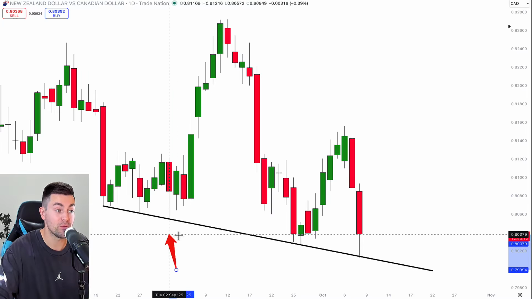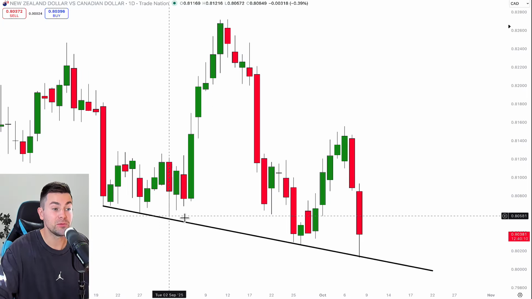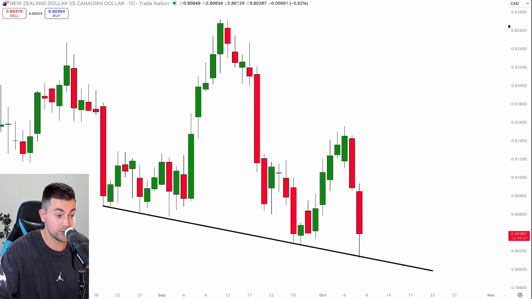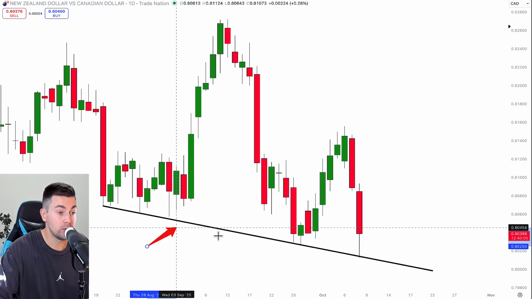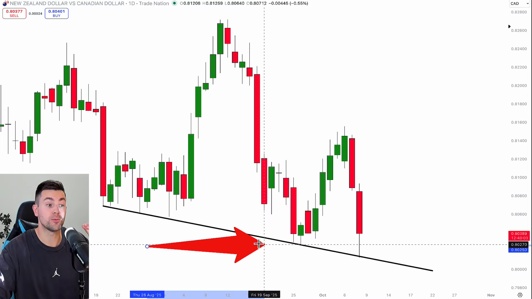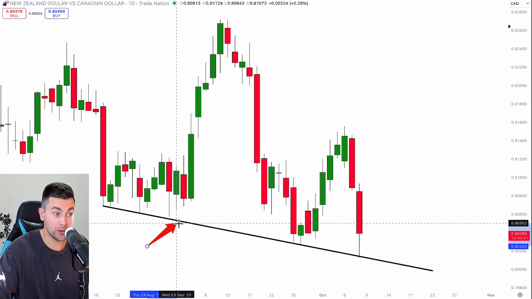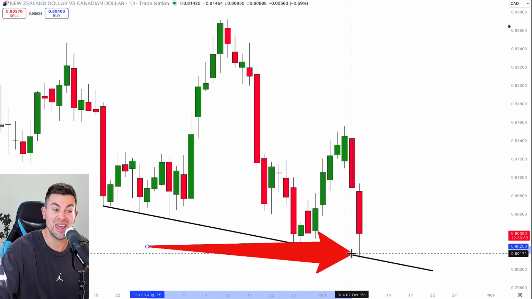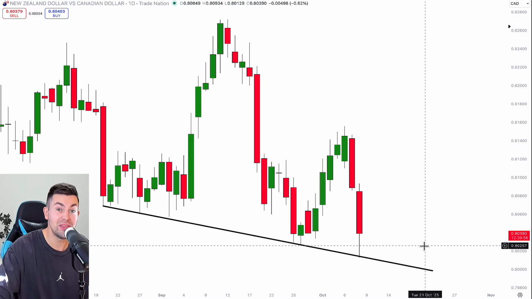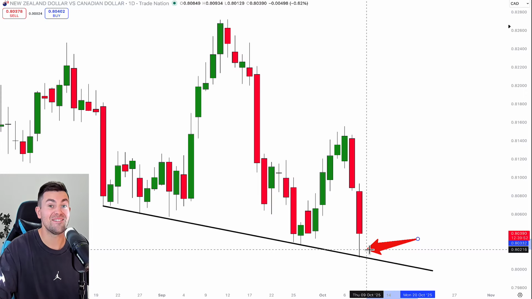You can see that we have a falling trend line that the market respected multiple times. You can see that 1, 2, 3 times in a row the price already bounced strongly from that trend line, and you can see that today we have another test of that. The test of that trend line provides a very nice buying opportunity for us.